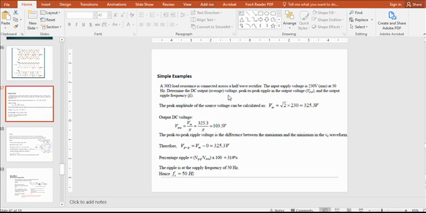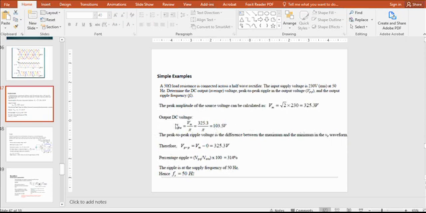Determine the DC output average voltage, the peak to peak ripple in the output voltage VPP, and the output ripple frequency FR. First we need to know that 230 volts is the RMS value, and if we need the peak value we multiply it by root 2. So this is how the peak value is determined. This is 325 volts.